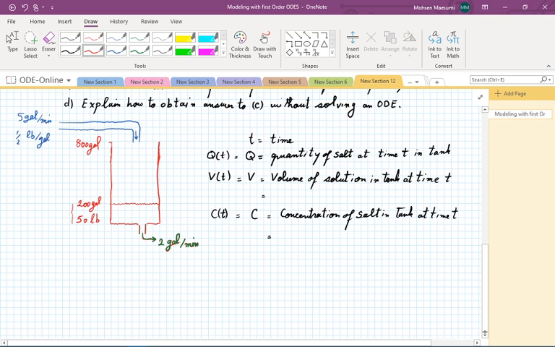So what are the cast of characters here? As usual in problems in this section, everything ties to time, because rate of change pretty much all the time is with respect to time. So we are going to have Q as a function of time, the quantity of salt in the tank at time t. V of t is the volume of solution in the tank.